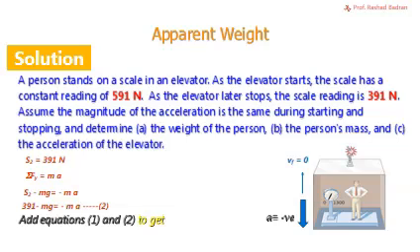By solving equations 2 and 1, you will be able to get a mass for the person of 50 kilograms and the weight of 491 newtons, and this is the true weight of the person, while a value of acceleration can also be obtained, 2 meters per second squared.